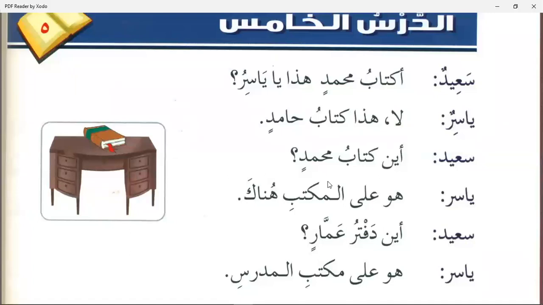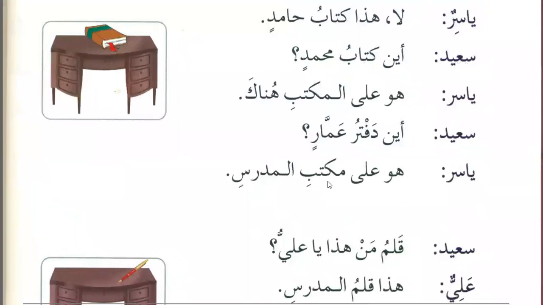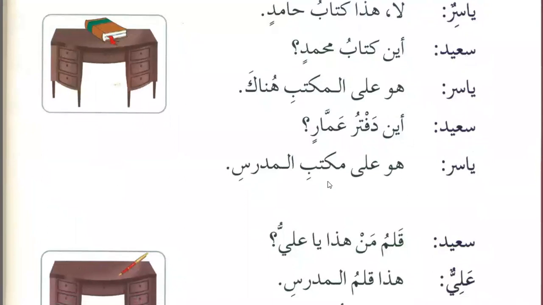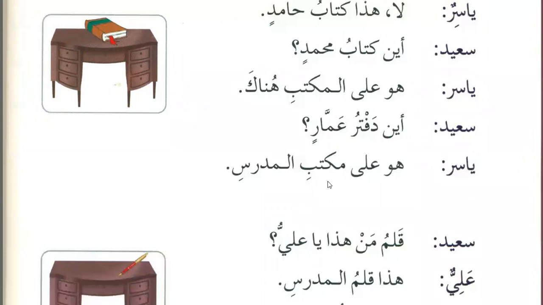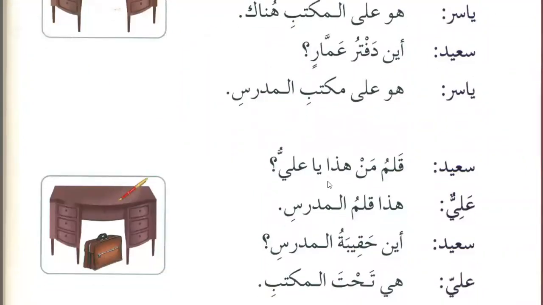Aina kitabu Muhammadin? Where is Muhammad's book? Huwa ala al-maktabi hunaka. It's on the table there. Aina daftaru Ammarin? And where is Ammar's notebook? Huwa ala maktabil mudarrisi. It's on the teacher's table.